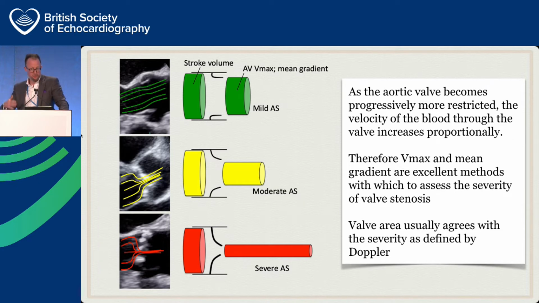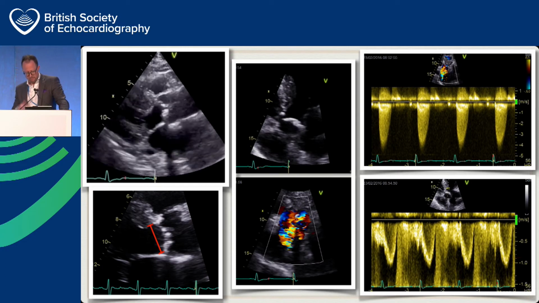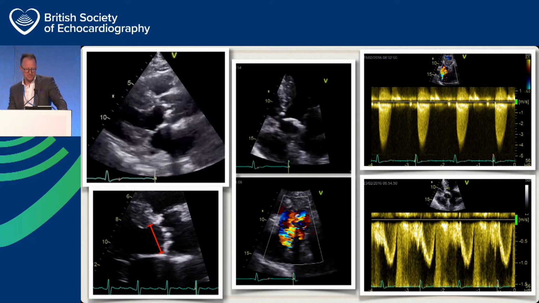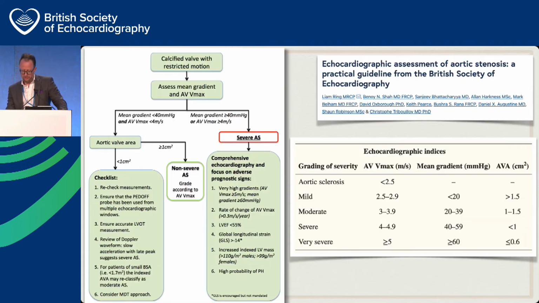And then we do valve area, as everybody will know, which usually agrees with the Doppler indices, and that's all fine and dandy. And this is obviously how we do it. We have nice pictures, we take the LVOT diameter, we put our Doppler down, we get a nice tracing, we measure it properly, all the things that you are perfectly aware of, and then we go to some guidance.